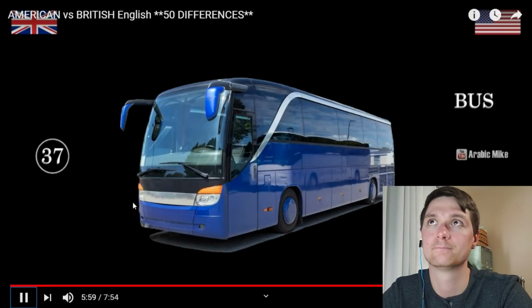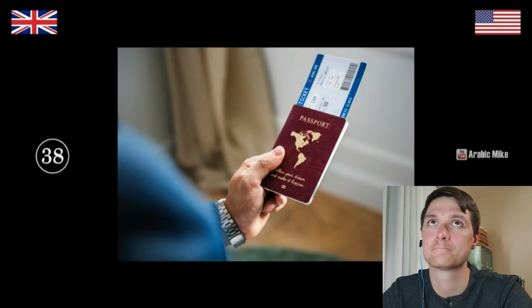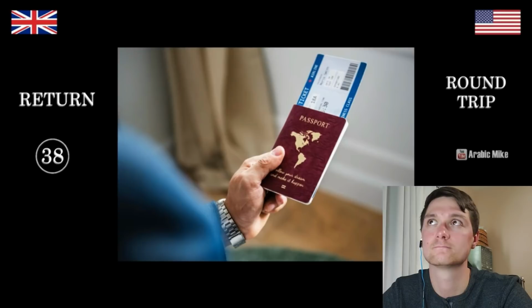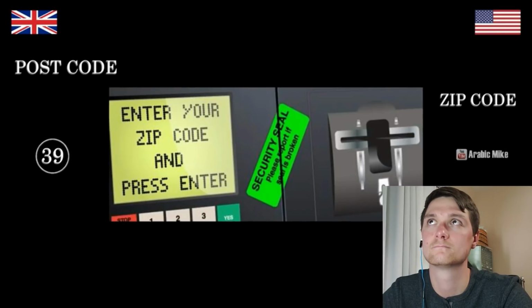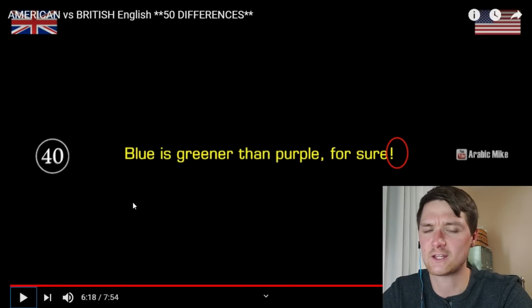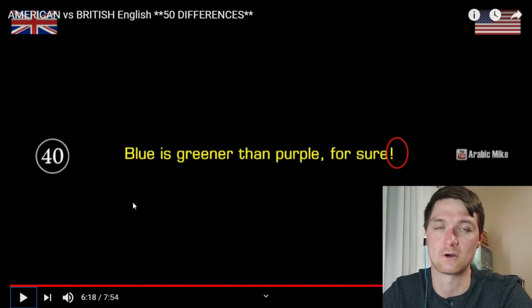A bus. We call that a coach. This guy has bought a plane ticket. It's going to take him there and back. What do you call this kind of ticket? A round trip. We'd call it a return. What is missing? Enter your something code and press enter. This is at the gas station or the petrol station, as we would say. Your zip code. We'd call it a postcode. I think technically we call it postal zip code.